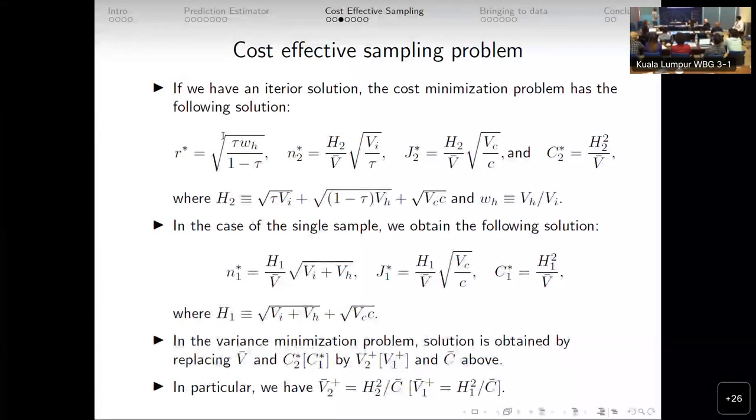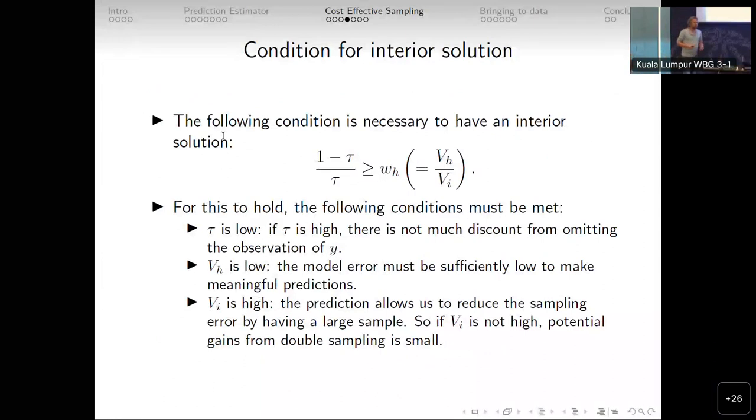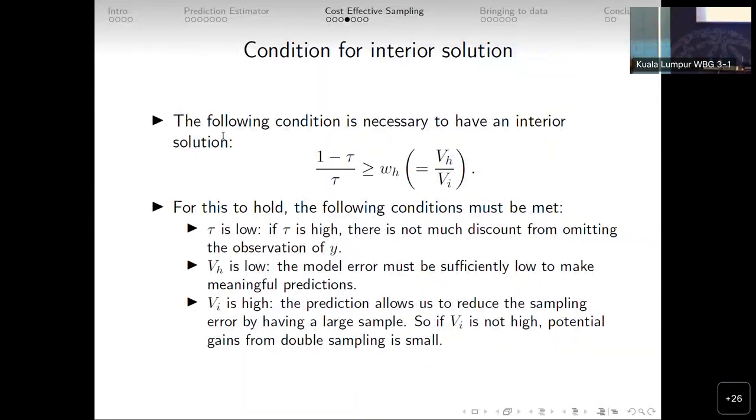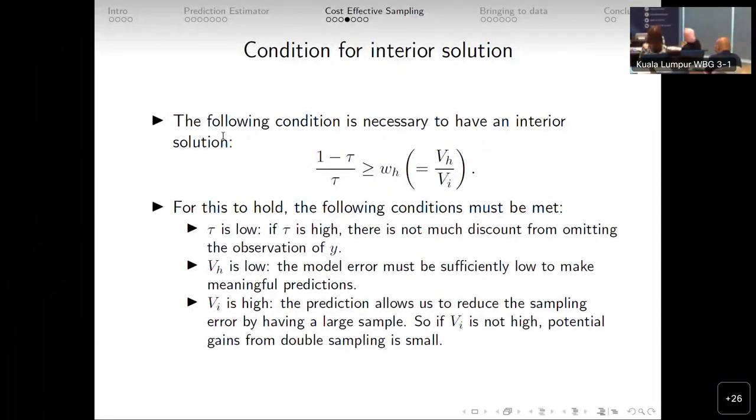Anything else? Let's see here. Based on that analysis, we can work out what is the condition that is required in order to satisfy that interior solution. And so R ends up in the interval if this condition is met. One thing you can see is that it is more likely to be satisfied if that tau is very small. Remember what tau measures: the smaller tau, the bigger the discount you obtain by not collecting the expensive variable of interest. So lower tau, bigger discount, obviously.